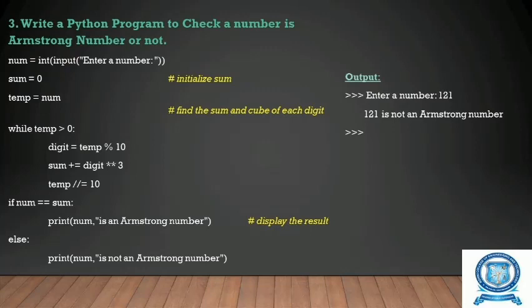Now we are going for a while loop. While this temporary variable is greater than 0, we are going to find the digit value. Digit is equal to temp modulo 10, which retrieves the remainder.